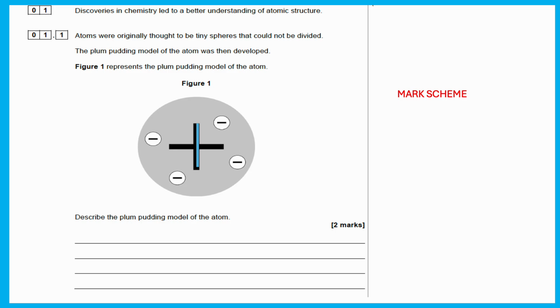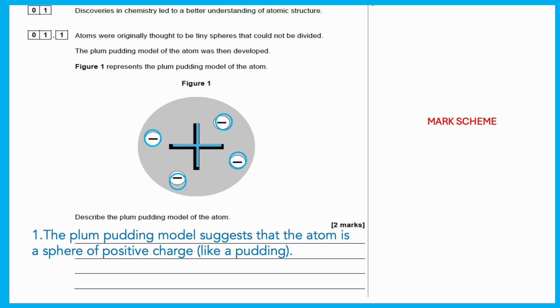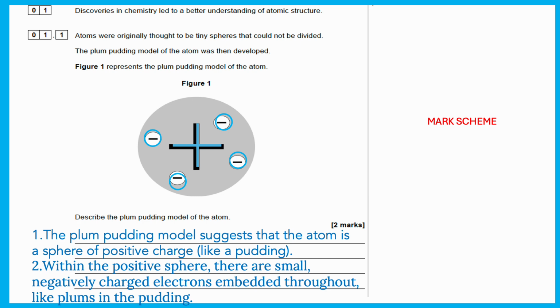As we recall, J.J. Thomson described the atom as a uniformly distributed sphere of positive charge, with negatively charged electrons embedded within it. The positive charge was thought to be spread out evenly throughout the sphere, acting as a pudding that balanced the negatively charged plum electrons to make the atom neutral overall. So the answer for 2 marks will be: 1. The plum pudding model suggests that the atom is a sphere of positive charge, like a pudding. And the second answer will be: within the positive sphere, there are small negatively charged electrons embedded throughout, like plums in the pudding.